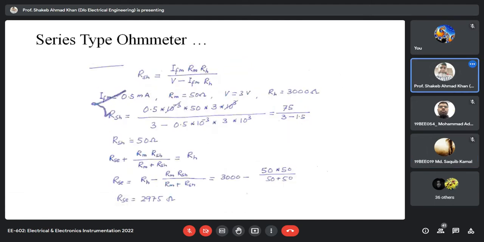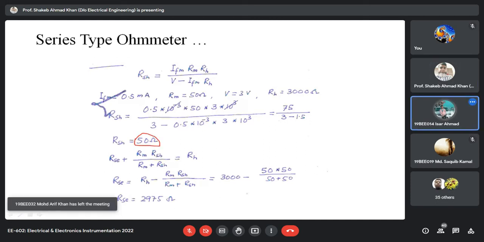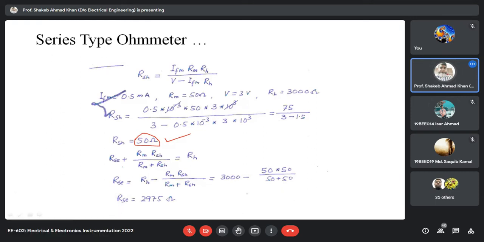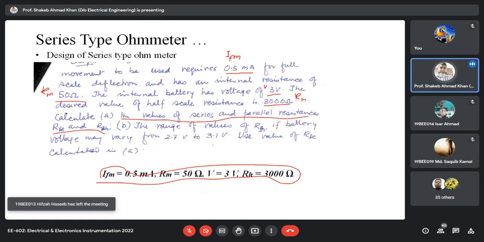Okay, let me check. So here you can see that for these values we calculated, the shunt resistance is coming out to be 50 ohm. Why 10 ohm? I don't know. Sir, 50 ohm, sir. It is 50 ohm. And this is formula based. So from this formula, 2975 is correct. I don't know how you are getting one correct and one incorrect. Now this is the trivial part, the formula based part.